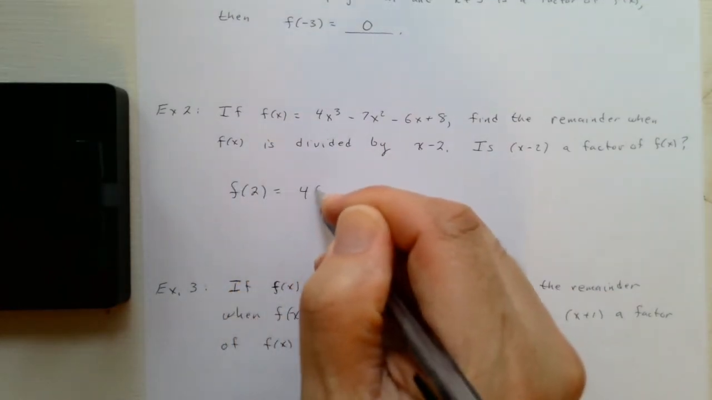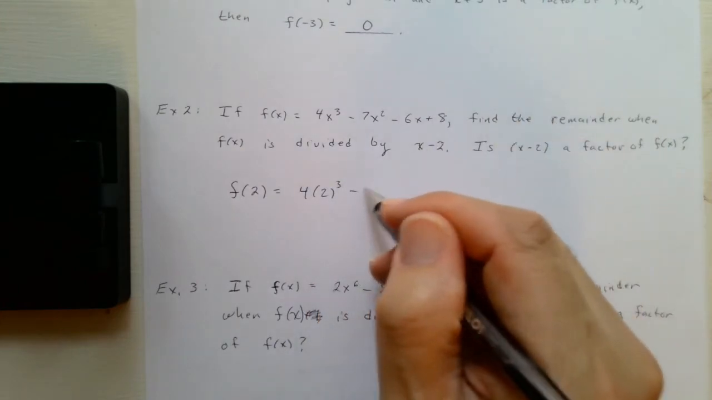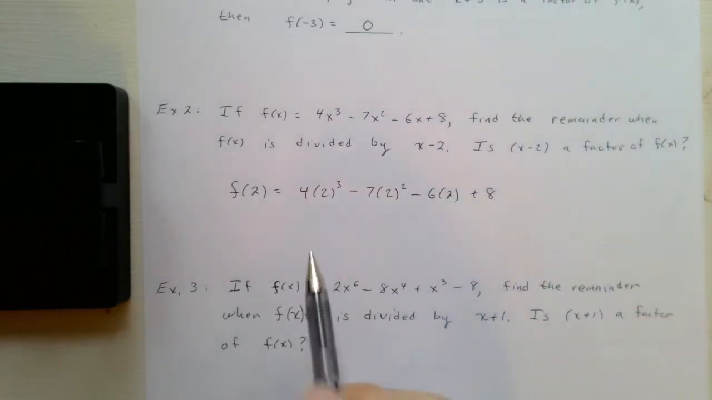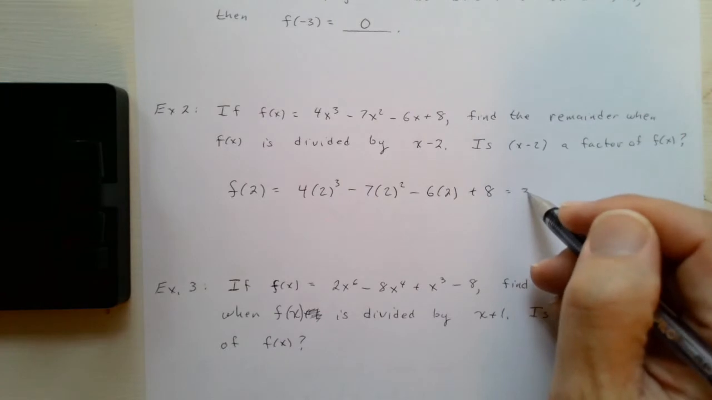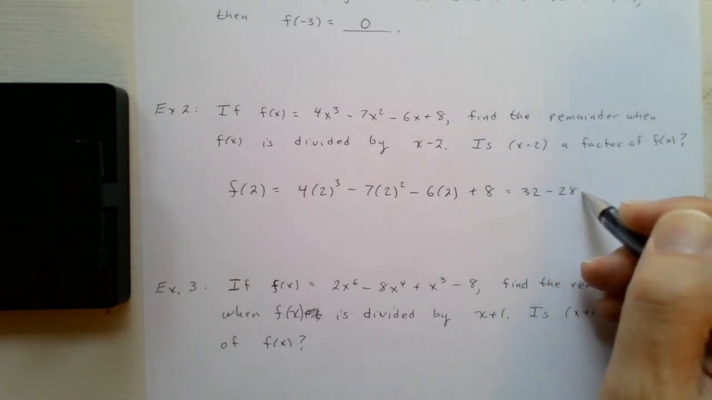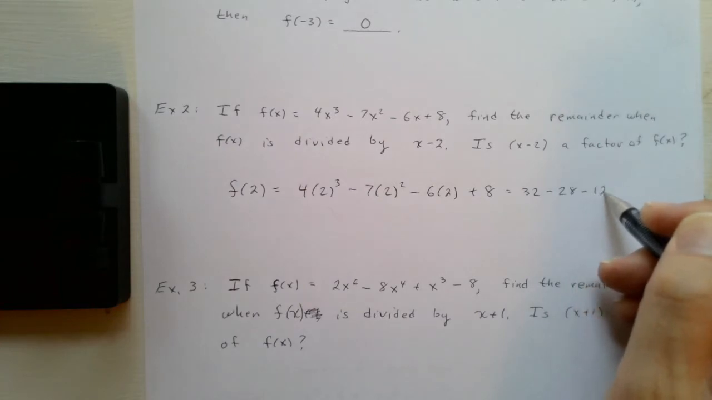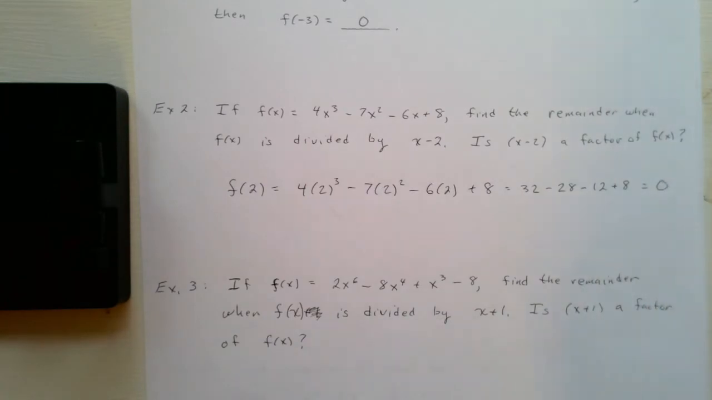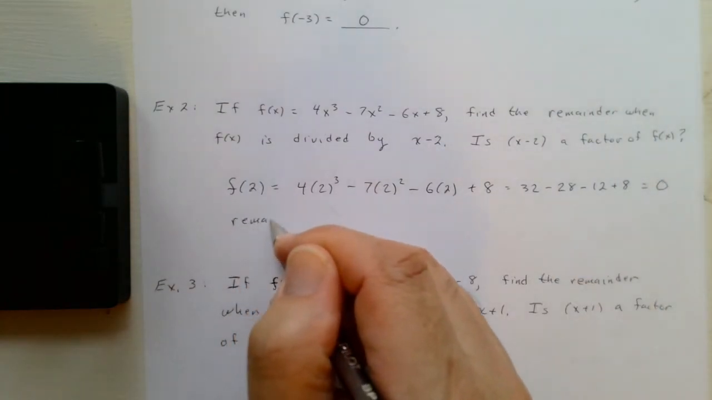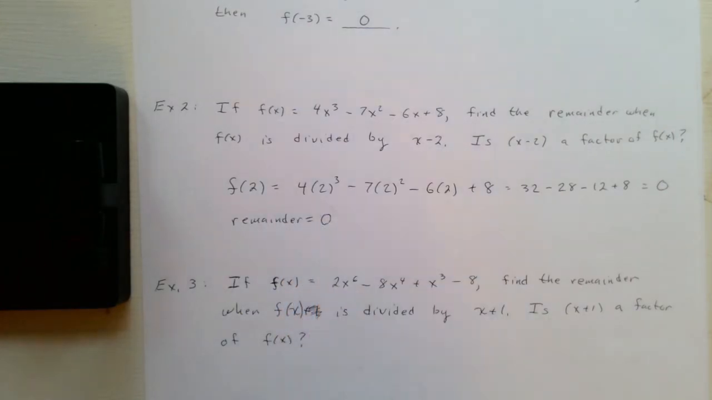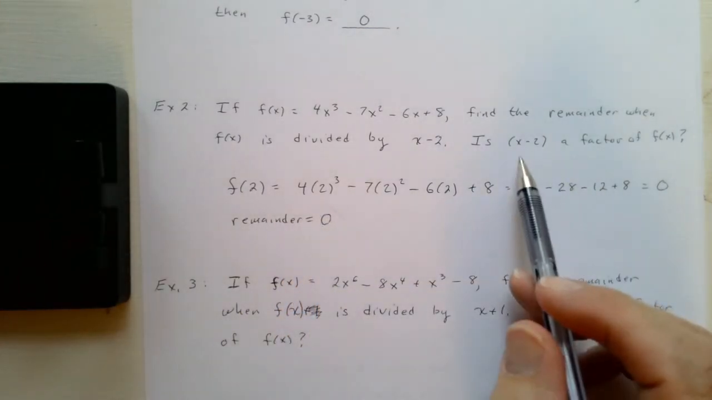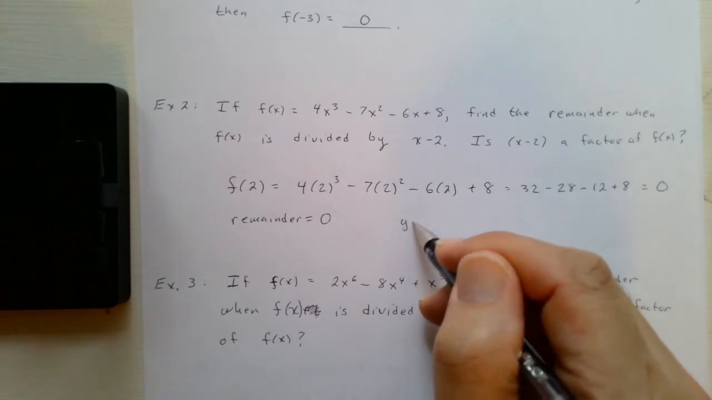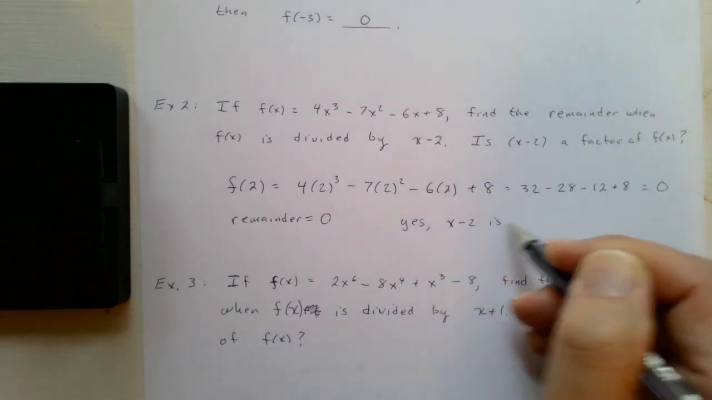So that's going to be 4 times 2 cubed minus 7 times 2 squared minus 6 times 2 plus 8. And this is 32 minus 28 minus 12 plus 8, and this turns out to be 0. So the remainder is 0. And because the remainder is 0, that means x minus 2 is a factor of f of x. So the answer is yes, x minus 2 is a factor.